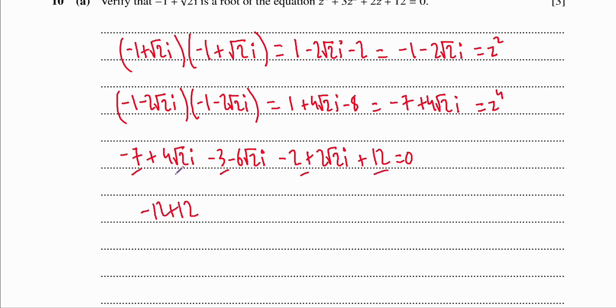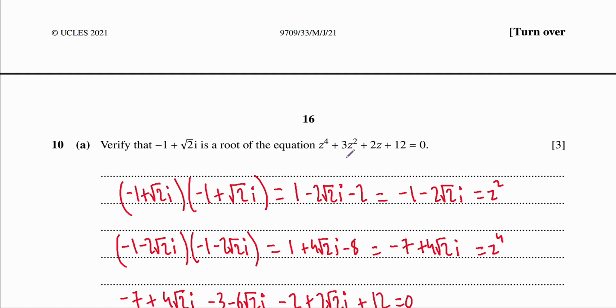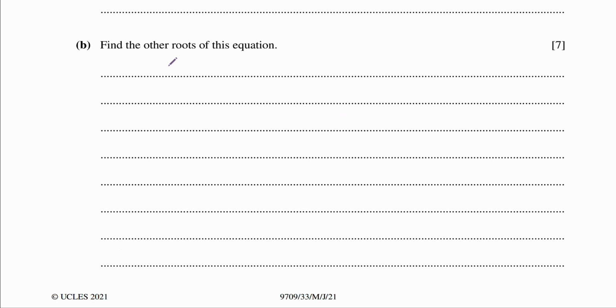And then for the i's, I have 4 root 2 minus 6 root 2 plus 2 root 2, which is minus 2 root 2i plus 2 root 2i. And look, this goes to 0. This goes to 0. So you end up getting 0. And that's it. So we have verified that one of the roots of this equation is going to be minus 1 plus root 2i. And that was an easy question. That was just simple. Now find the other roots of this equation.